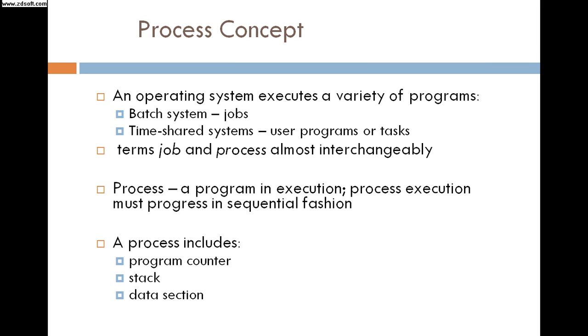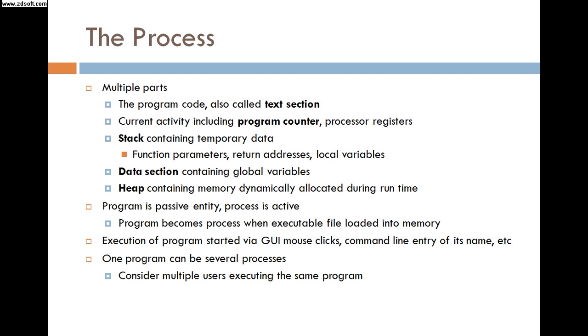In general, an operating system executes a variety of programs, such as in batch systems and in time-shared systems. So we can generally define a process as a program in execution, and this process execution must progress in a sequential fashion. A process includes the major parts of program counter, stack and data section. Apart from this, there is the text section, which contains the program code.